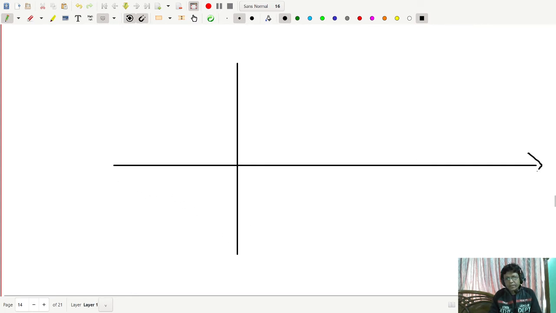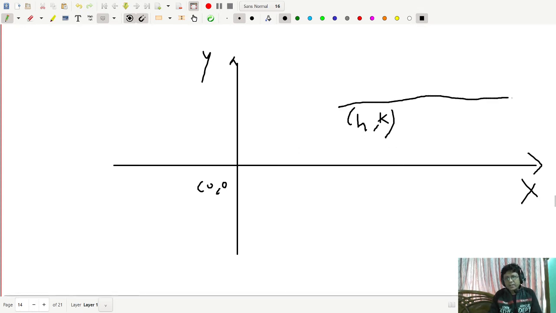Okay, this is the axis, so this is the origin. This is the x-axis, this is the y-axis, right? Now, if the vertex is not at the origin but is shifted to h comma k, then this is the axis of the parabola, and this is the diagram of the parabola.